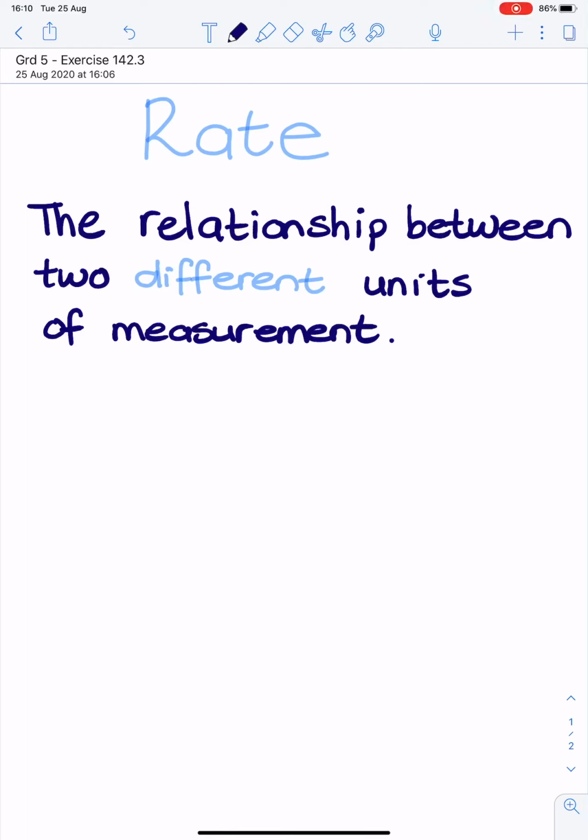Hello grade 5s. Today we're looking at something called rate. Now we're going to be doing exercise 142.3 on page 267. Now let's look at what rate means.